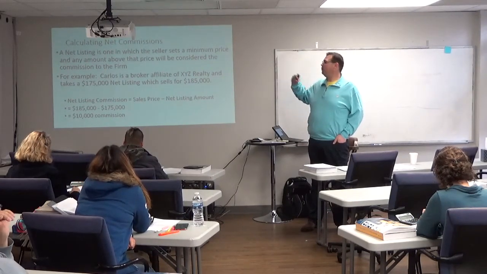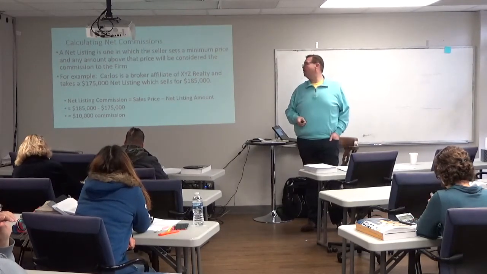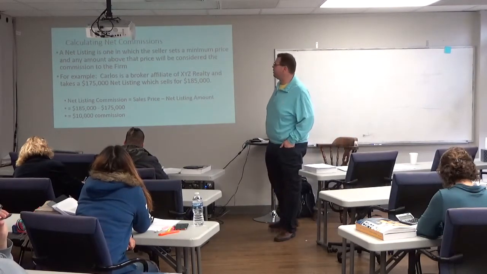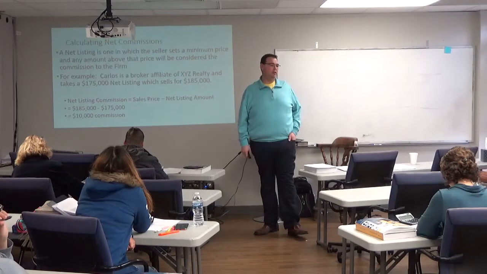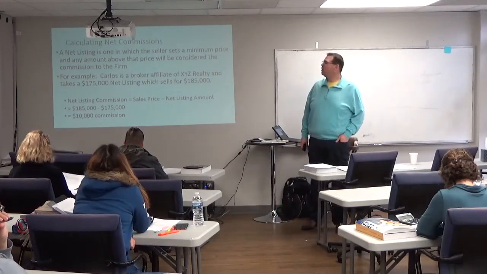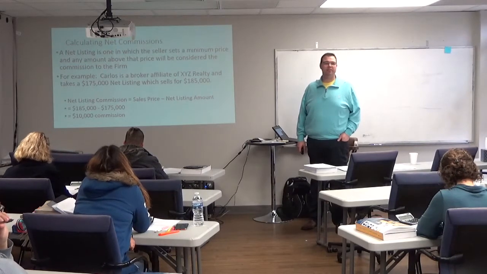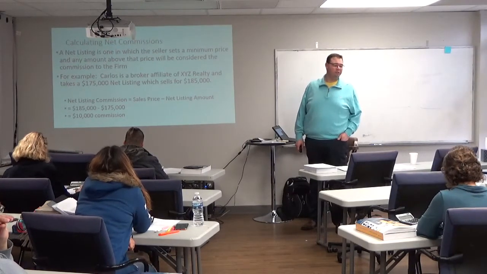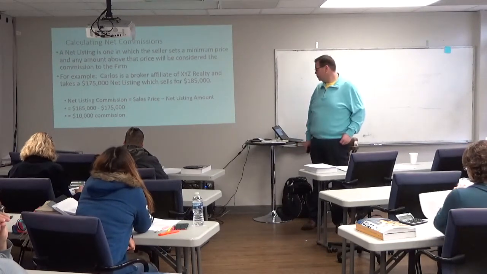So it says example here, Carlos is a broker affiliate of XYZ Realty and takes a $175,000 net listing, which then sells for $185,000. So what's his commission going to be? His commission is just going to be what? The difference between the two. Alright? Just the difference between the two.